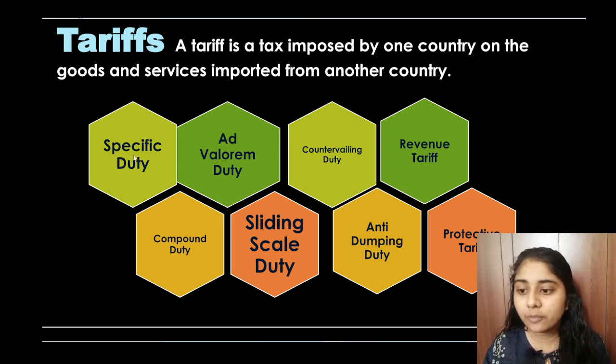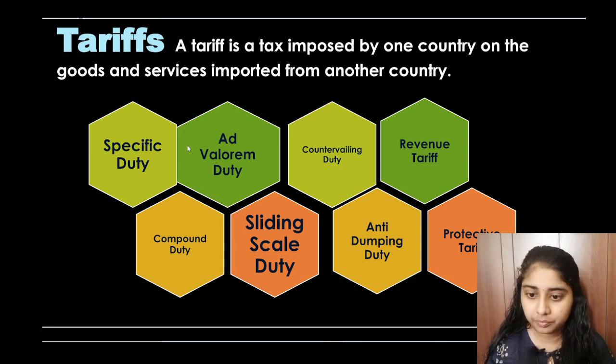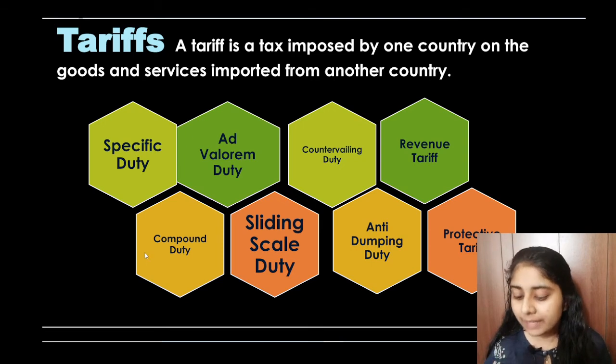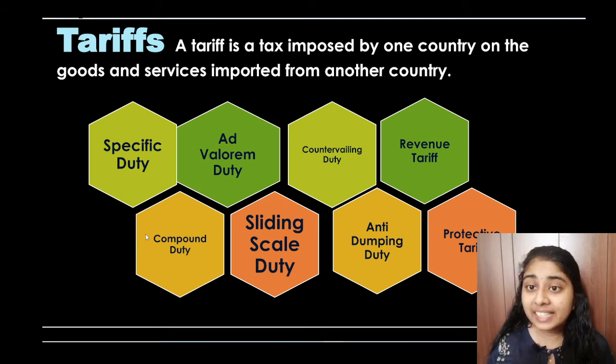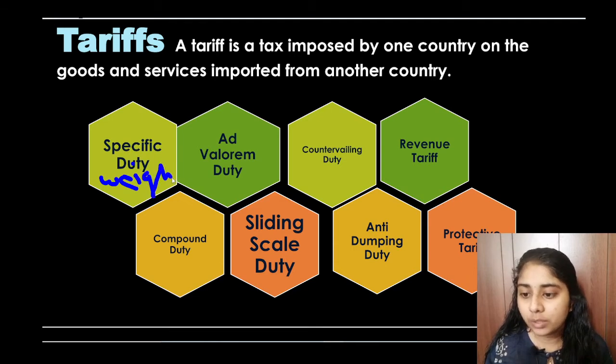The first one is specific duty. Specific duty is based on the physical characteristics of the product, mainly a fixed sum. That is, we are specifying the weight of the product. Based on the weight of the product, the tax will be imposed. Such a tax is known as specific duty.